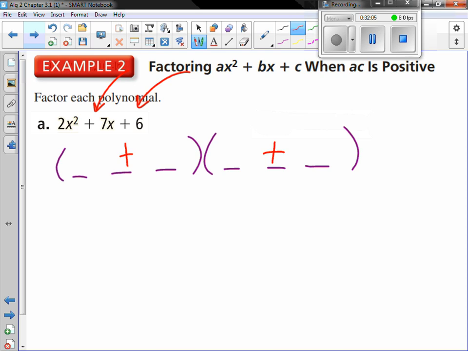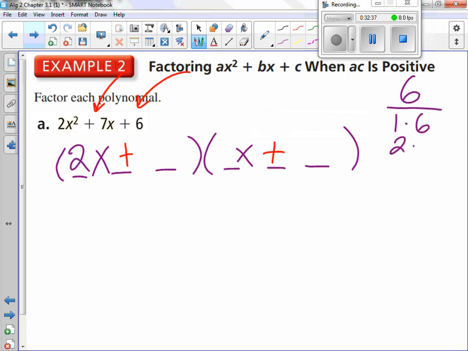Since the constant term is positive, the signs are the same and they match the sign of the middle term. So x and x, yeah. Because the factors of 2 are 1 and 2, yes? So I'm going to plug down 2x and x. We'll put those down. Now, what are the factors of 6? And that's it. So what would we use, 1 and 6 or 2 and 3?